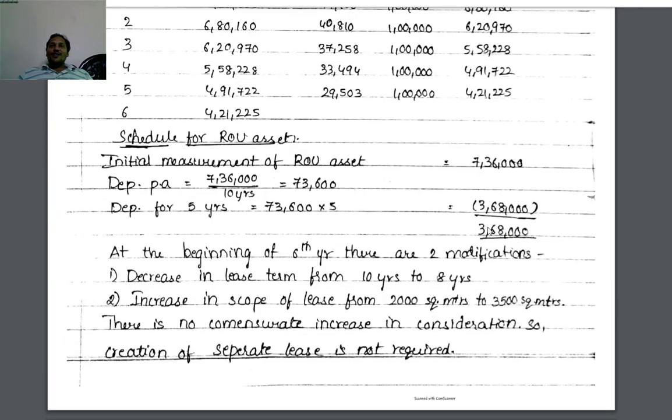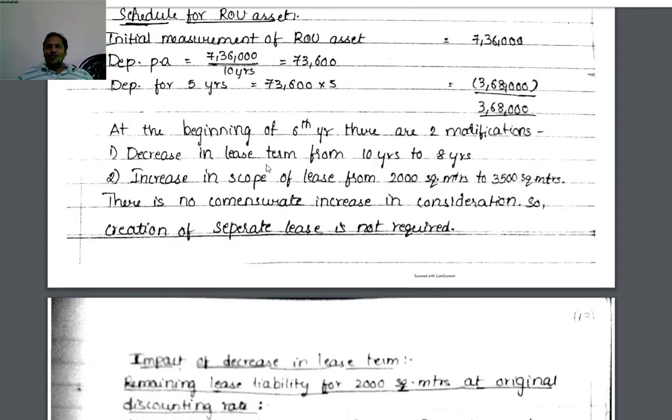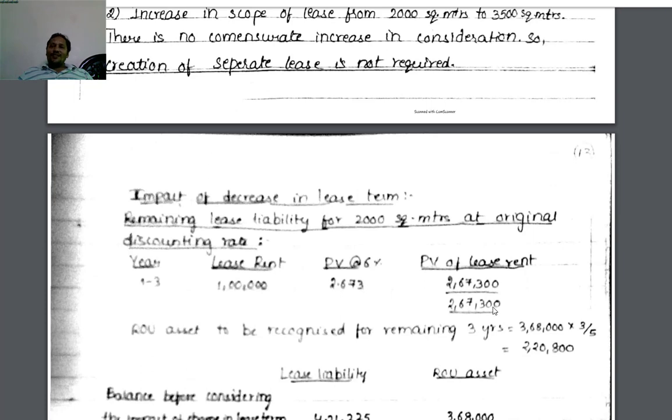2,67,300. So with the remaining 3 years only, the lease liability has to be 2,67,300. Now see the balance of lease liability here with 5 years. With remaining 5 years, 4,21,225. With the same terms, only change in the duration, lease term. Only change in the lease term. The lease liability has to be 2,67,300. By comparing these two, decrease in liability you have to calculate.